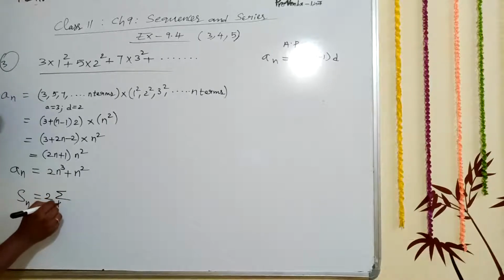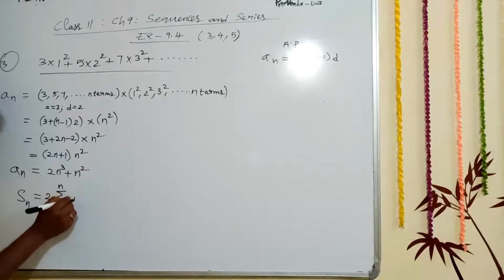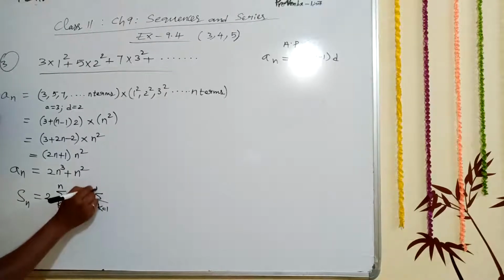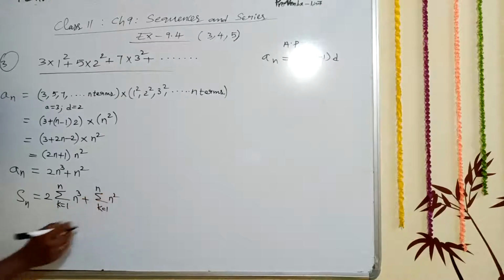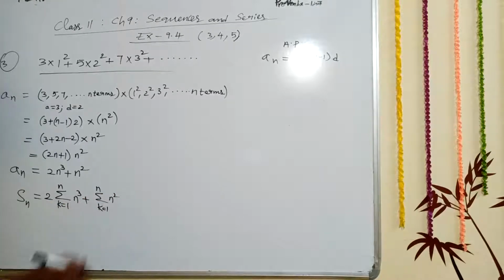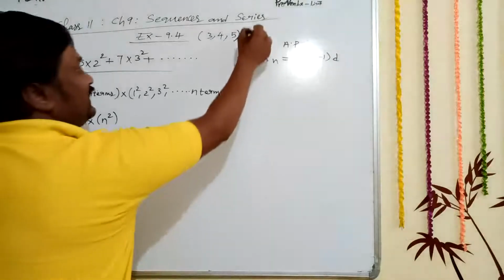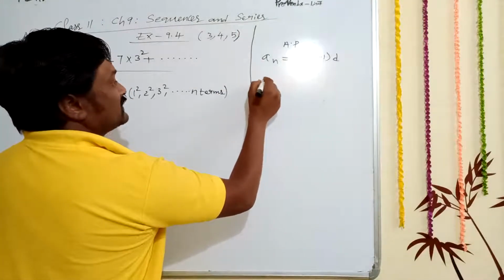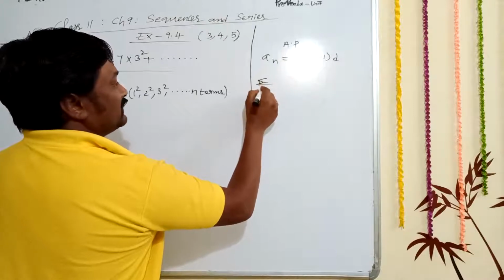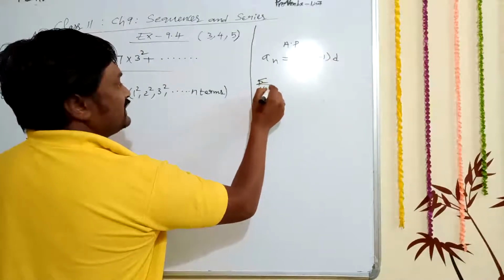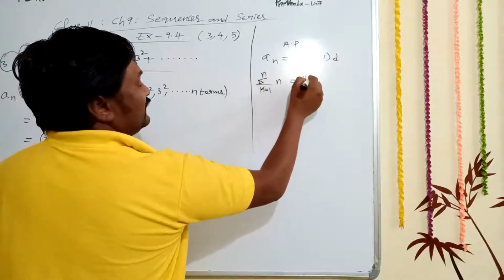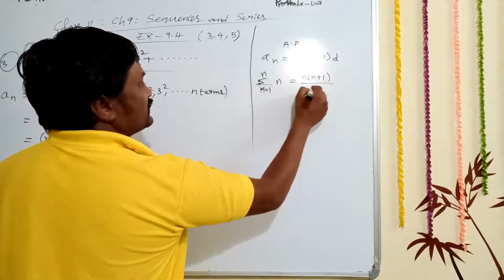So sigma k equals 1 to n of k cube plus sigma k equals 1 to n of k square. You know the n cube formula and the n square formula. Yesterday I said there are three formulas you have to remember. The first formula is sigma k, k equals 1 to n, equals n into n plus 1 upon 2.